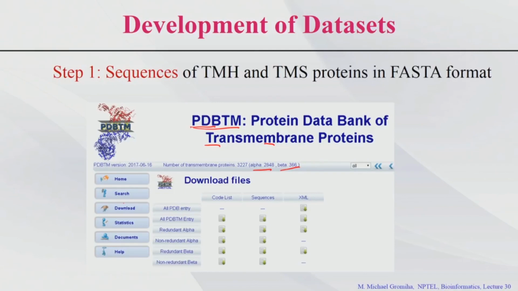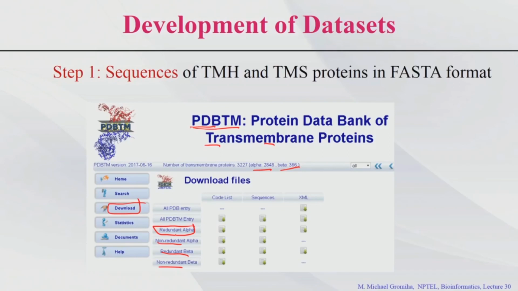If you go to the download option, there you can get the redundant alpha and the non-redundant alpha, also the redundant beta and non-redundant beta. First we take all the redundant ones. You can also get the non-redundant, but here they use a specific cutoff, either 30% or 40%. Sometimes we like to have a specific cutoff as per our desire. In this case we need to download the redundant data, that means we will get all the data. Once we get all the data, then what you have to do? You have to make the non-redundant data set.